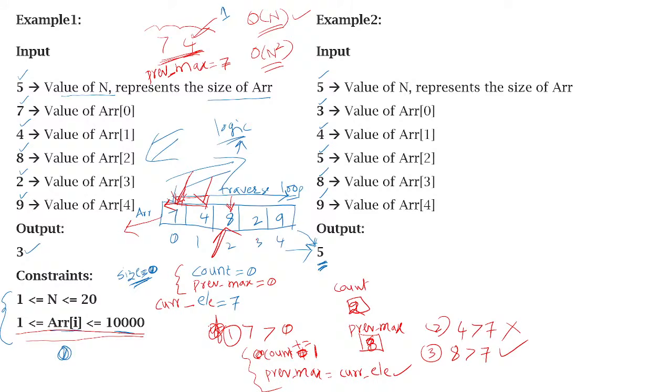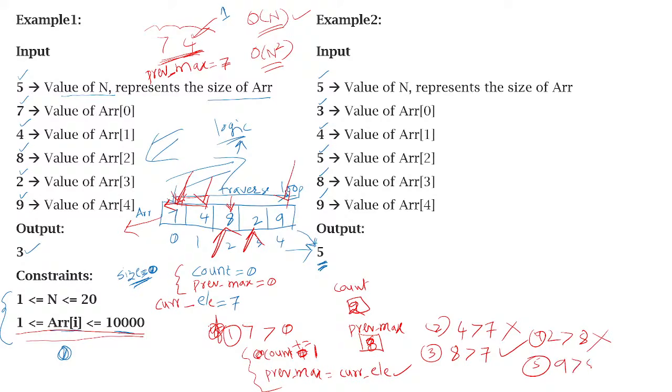Then go to the next element, 2. Is 2 greater than 8? Now see, previous max changed here, 8 is now previous max. So 2 greater than 8? No. So the fourth iteration is false. Now go to the fifth iteration, that means process the next element.